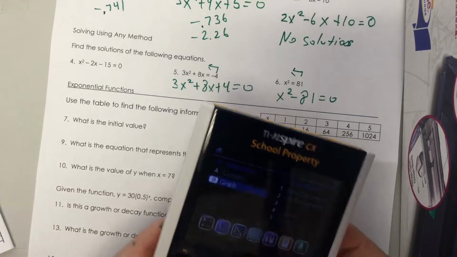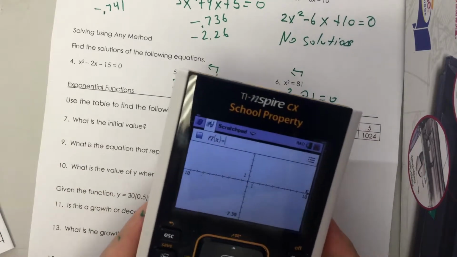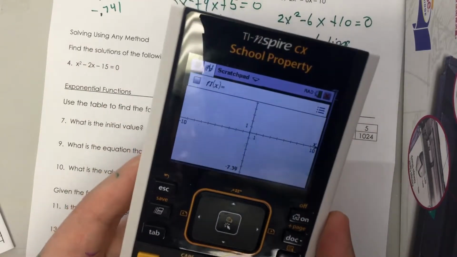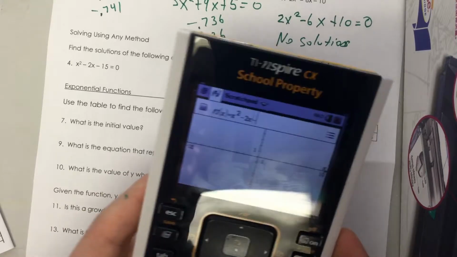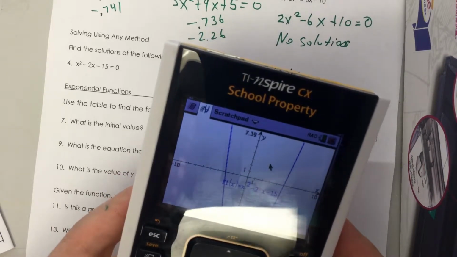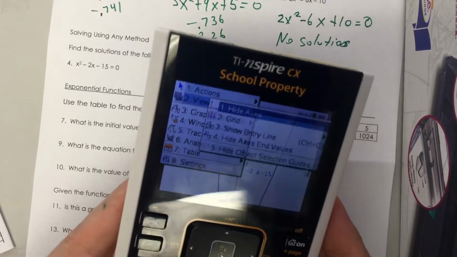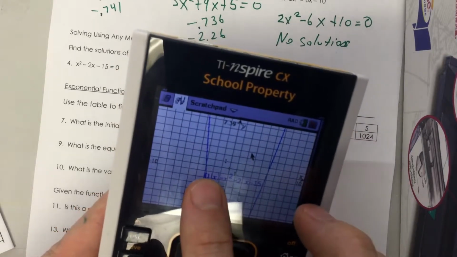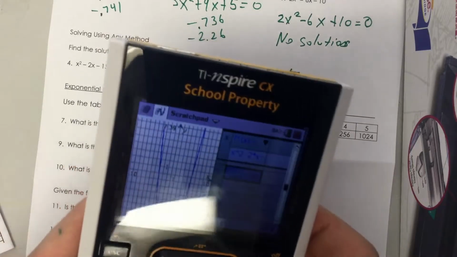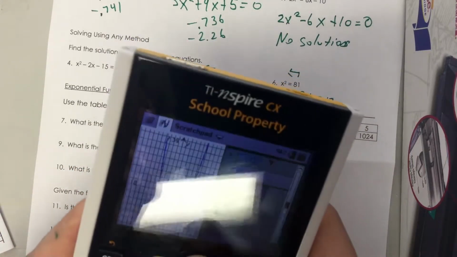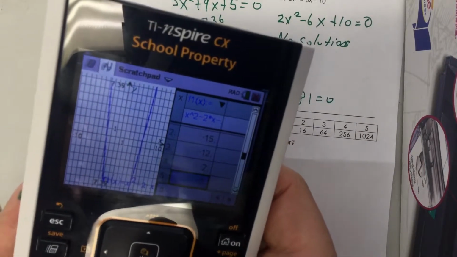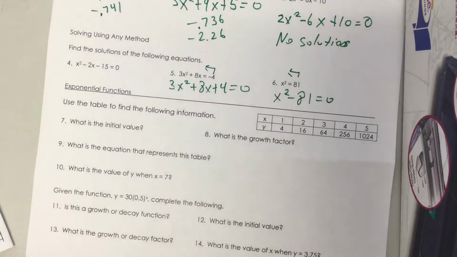So I'm going to start it over just to clear out everything. Okay, so x squared minus 2x minus 15. Okay, turn on my grid. This one looks like it is friendly. Looks like it's negative 3 and then positive 5. Go to the table to verify. Yeah, negative 3 does land on 0. Positive 5 does land on 0.